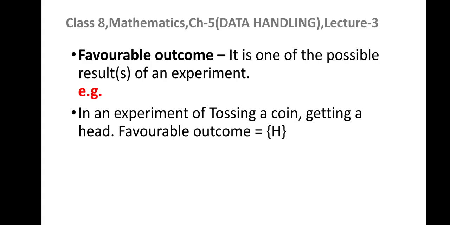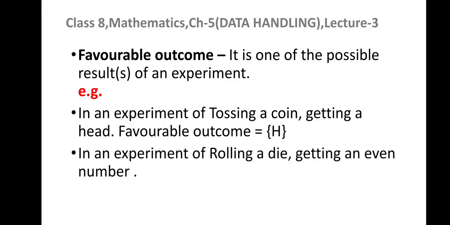I am tossing a single coin. I just want to know how many times only head will come. This is my favorable outcome. So this is only one time, that is H I have taken. There are only 2 possible outcomes, either head or tail. So my favorable outcome is H, that is getting a head.